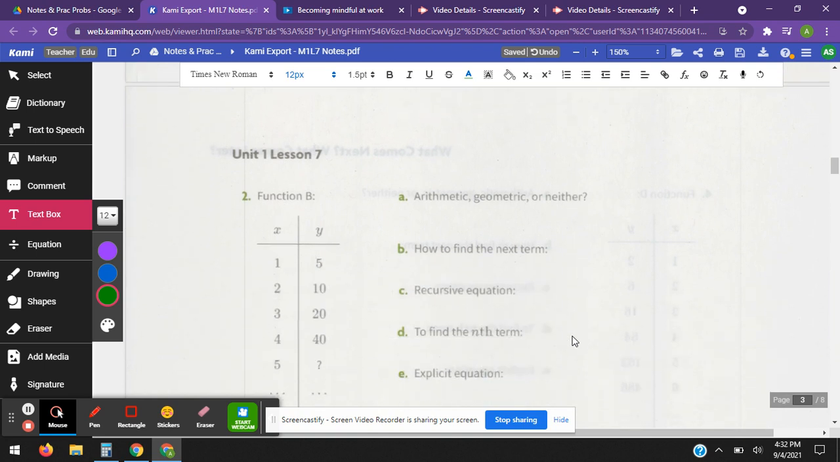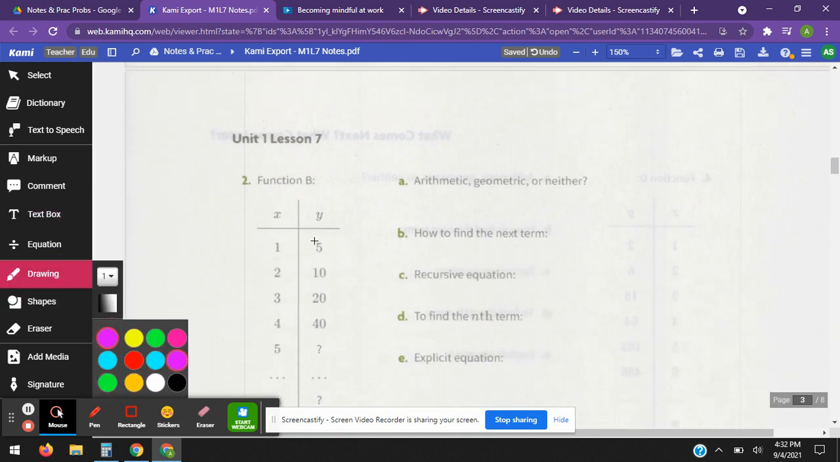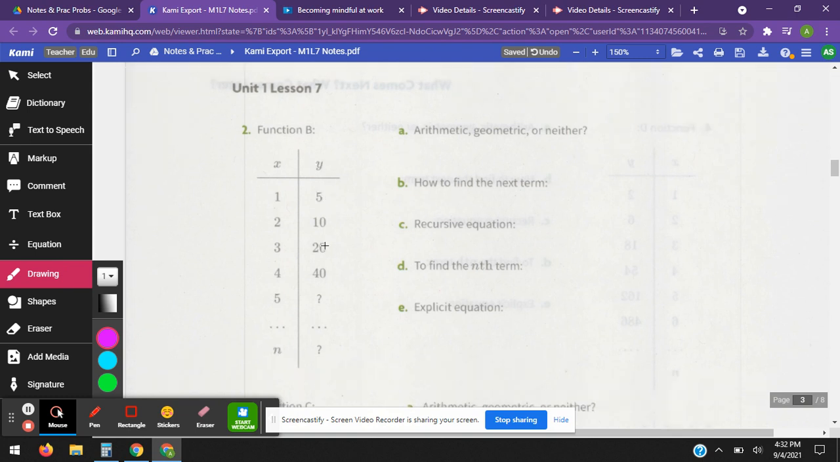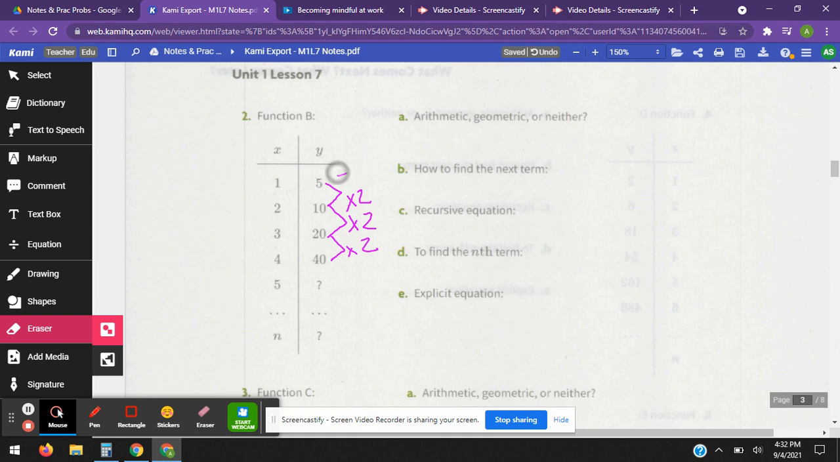Next, let's try this one. Let's do purple. All right. So here, it's either a plus 5 or a times 2. Well, 10 plus 5 is not 20, but a times 2 is. So I'm going to go ahead and erase the plus 5.